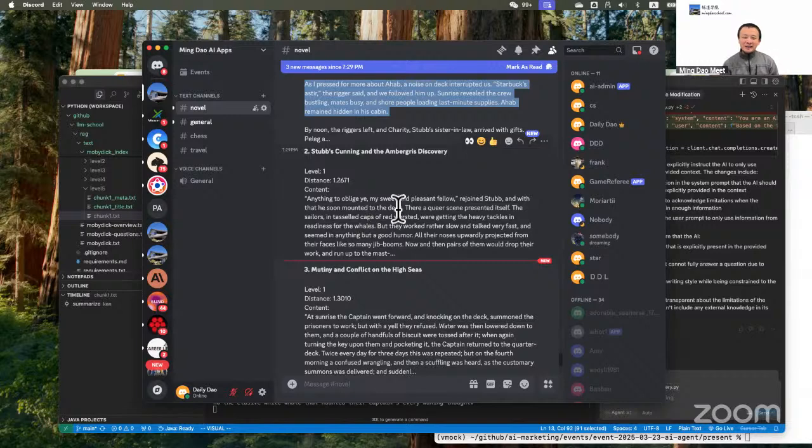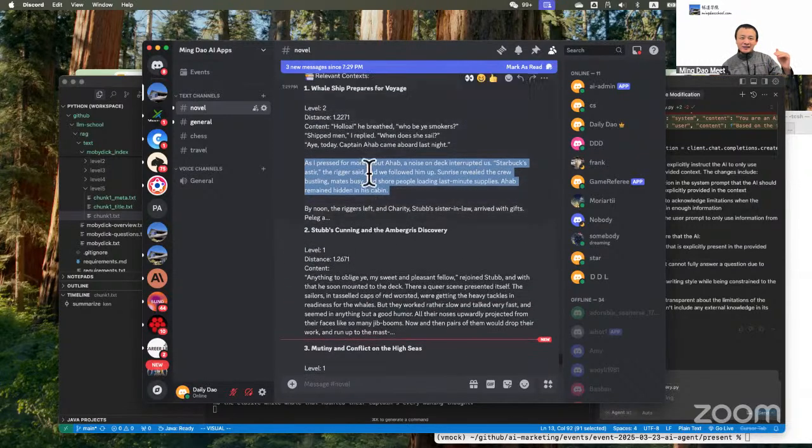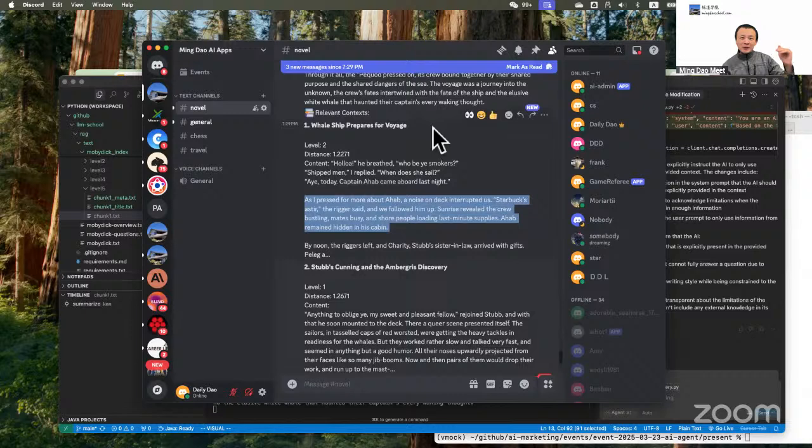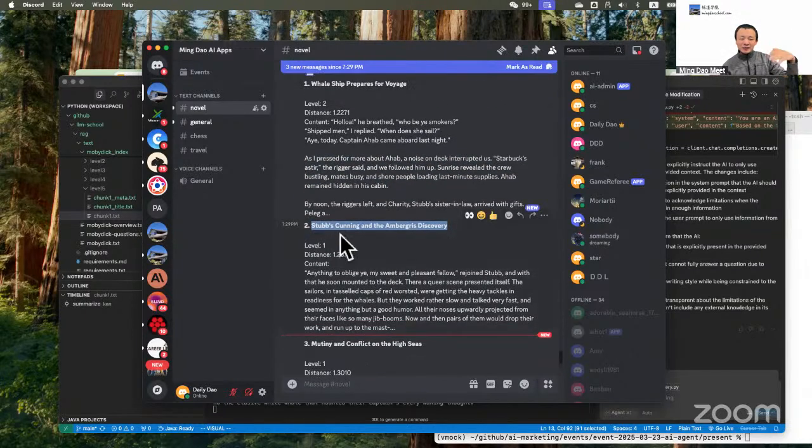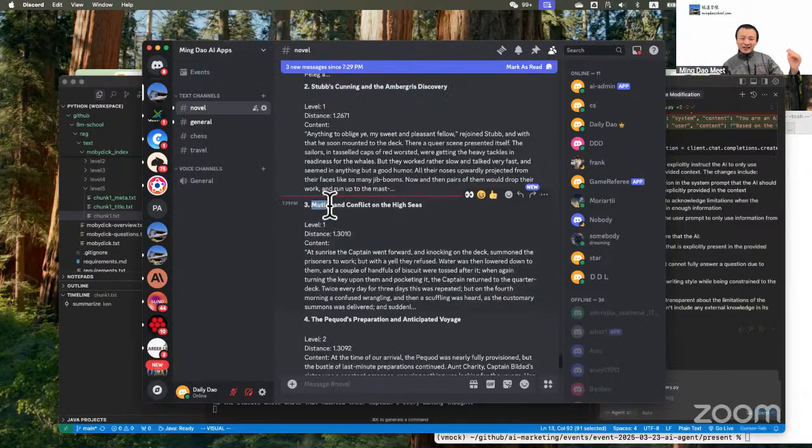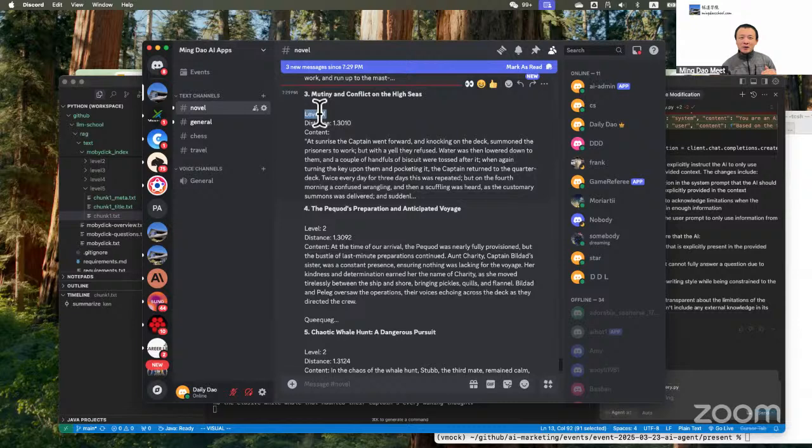from the author. And then there is this, one is the whale ship prepares for voyage. The other one is Stubb, one of a character in the novel. And then there's this mutiny at the sea. So essentially there's a revolt from the crew, and they disobeyed the captain. And this is also level 1. So in terms of our hierarchical index, it's the base level from the original author.